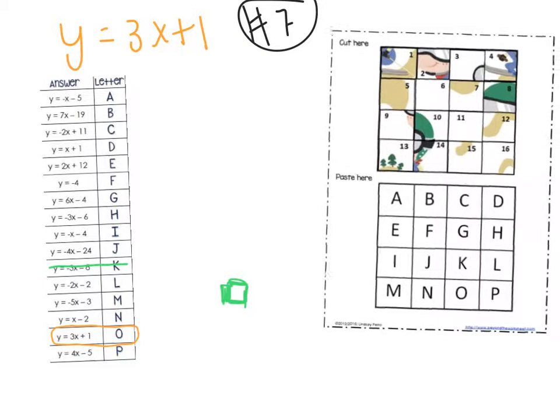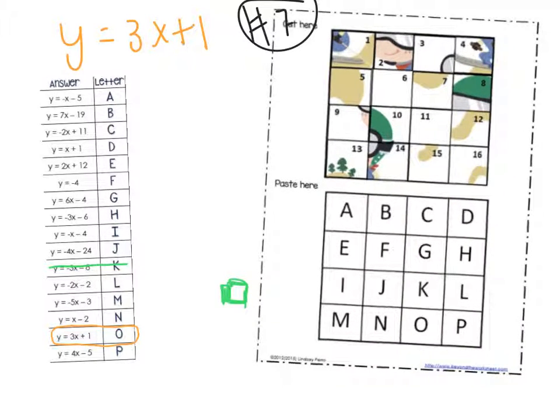What we want to do is now, before we had K was already colored green, right? Because our number 1 was the answer K. I think so. So here we know that for number 7, the one that we just did, the answer is O. So we're going to take number 7, we're going to cut it out, and we're going to paste it here on letter O. Does that make sense? I hope so.